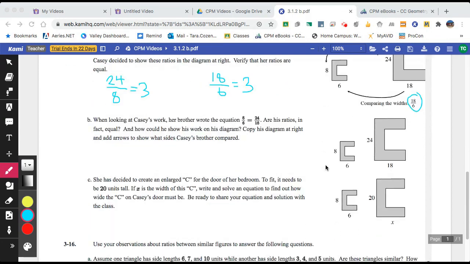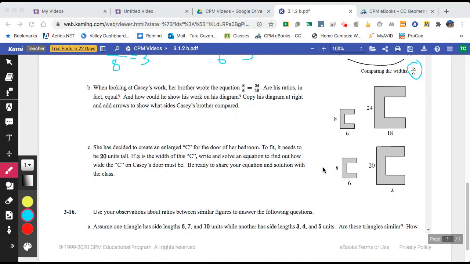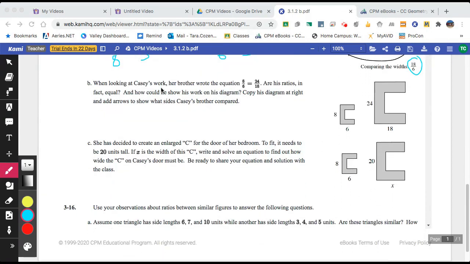So let's scroll down to letter B. When looking at Casey's work, her brother wrote the equation 8/6 equals 24/18. Are his ratios, in fact, equal? So again, you're going to double check those and make sure that they're equal. And how could he show his work on his diagram?